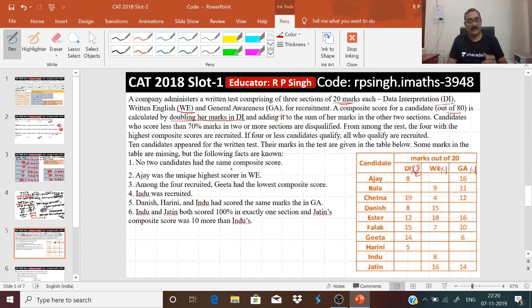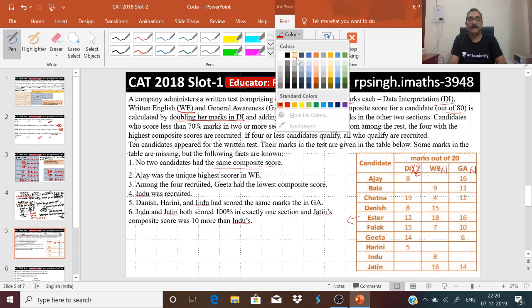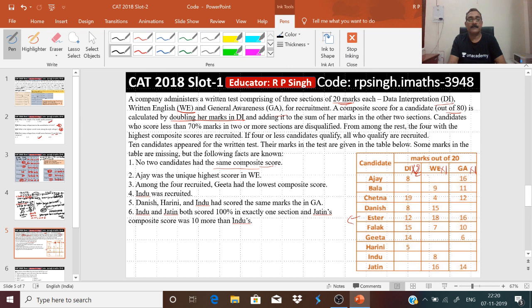Keep an eye on the questions side by side. No two candidates had the same composite score, it is given. So those whose score is clear, let's total them. Like Easter, 12 and 18, it is 30 and 16, 46.